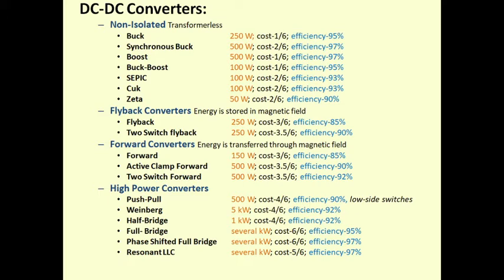Then there are forward converters. Energy is transferred through a magnetic field, and the storage is not considered. In this, there are three types. Then we have high power converters. By high power, we mean we are talking in terms of kilowatts. So there are Weinberg, half bridge, full bridge, and push-pull converters. All these converters are buck-boost type, so we have buck over here and boost. Buck means we are stepping down the voltage.